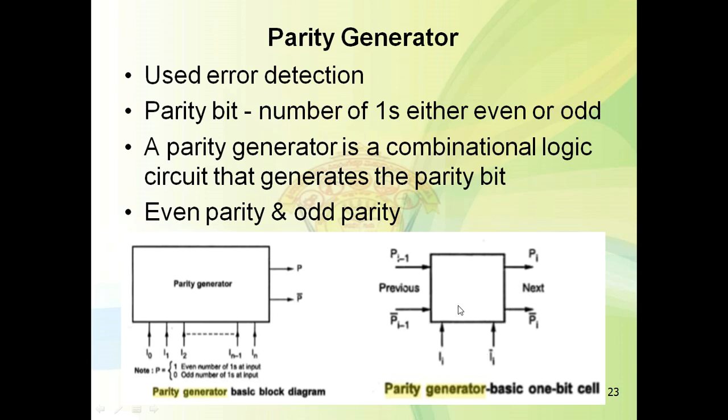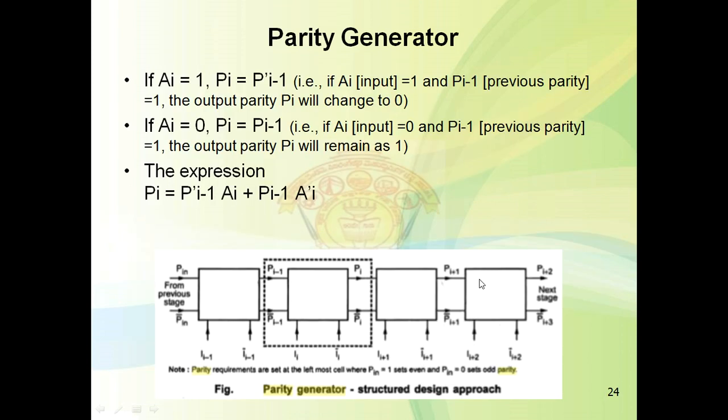So this is the ith unit, the ith block of the parity generator. It has a data input, the previous parity, and the current parity for the next bit. Okay, we'll see the general structure of the parity generator. The general structure of the parity generator is like this.